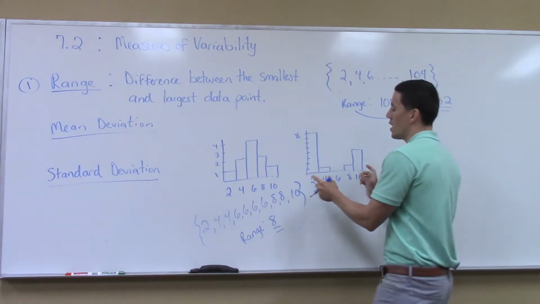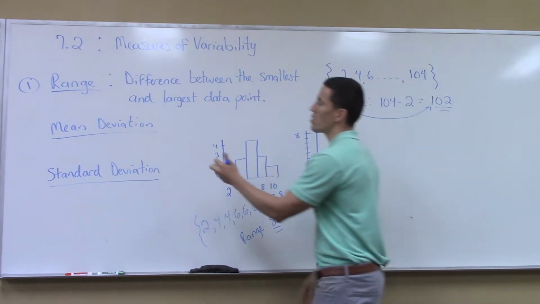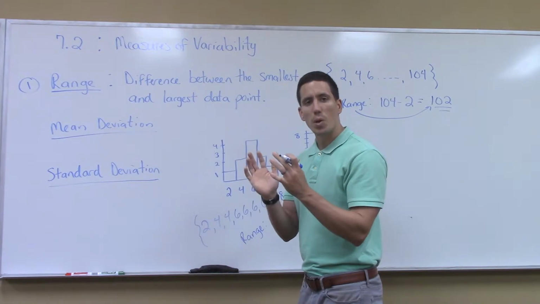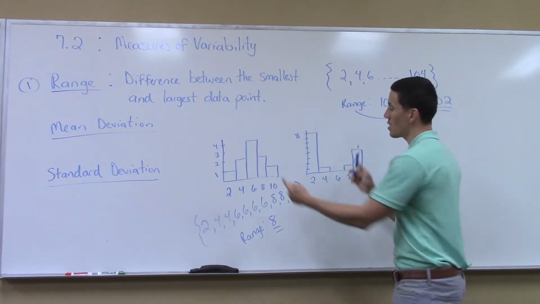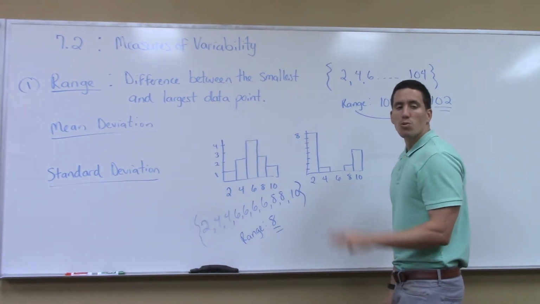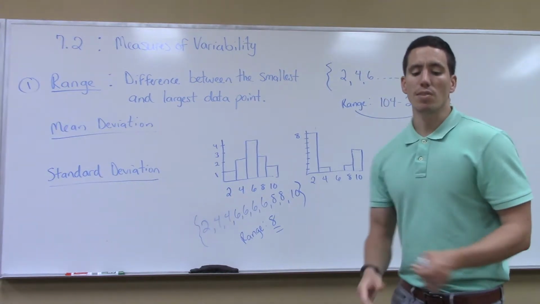The reason that I bring this up is that, because that's the case, we need some more sophisticated measures to talk about how data is spread out, so that we don't just have to rely on the range. If all we have is the range, these two things would be the exact same, but obviously they look different. So now we're going to take a second and talk about mean deviation and standard deviation.